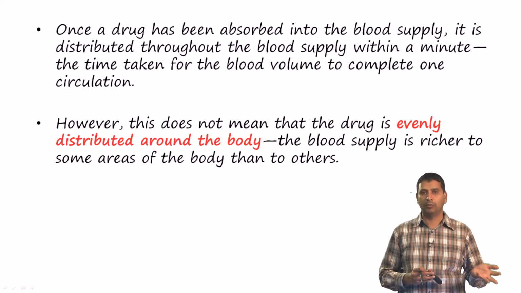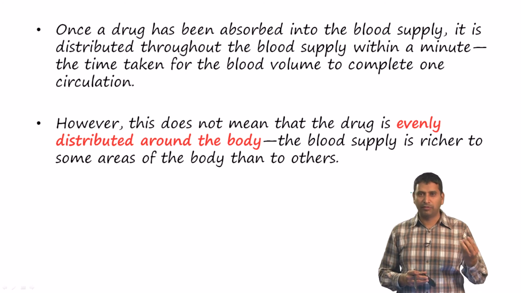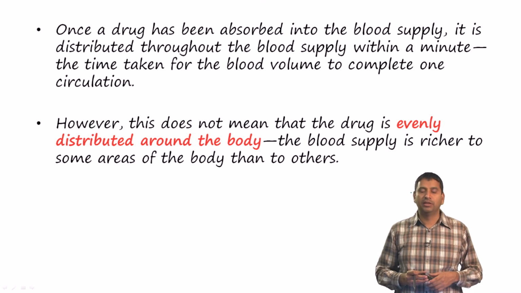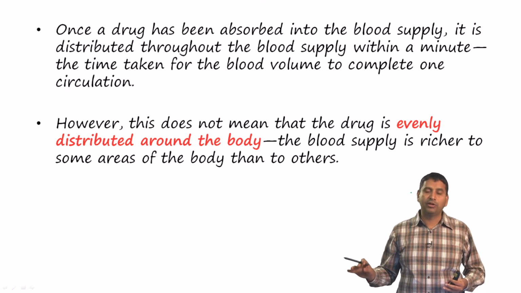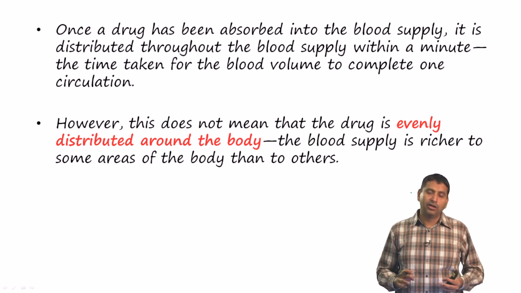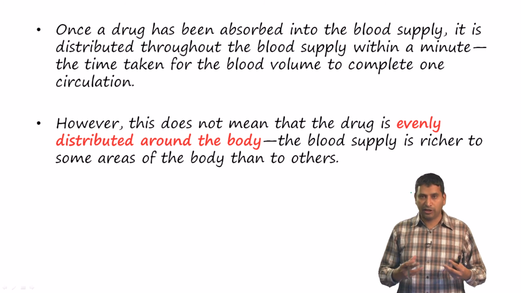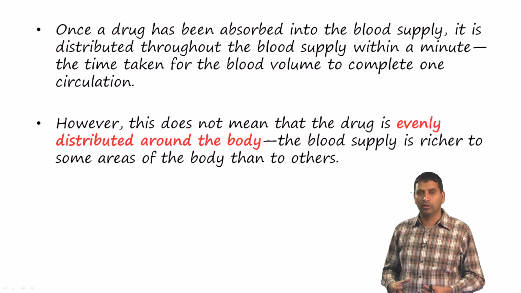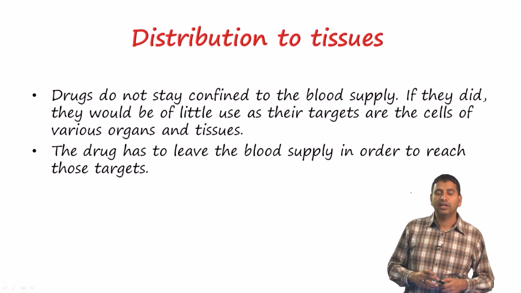So, once a drug has been absorbed into the blood supply, it is distributed throughout the blood supply within a minute or two. Okay. So, it is a time that is taken for the blood to complete one circulation. However, this does not mean that the drug is evenly distributed across the body, right. So, the blood supply is richer to some areas. So, for example, if a person is running, then the blood supply is perhaps more to the muscles which are involved in running, and so on, right.